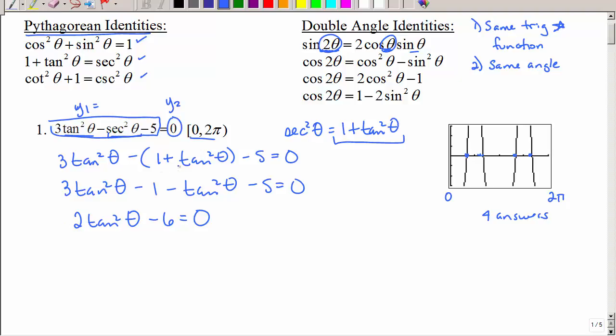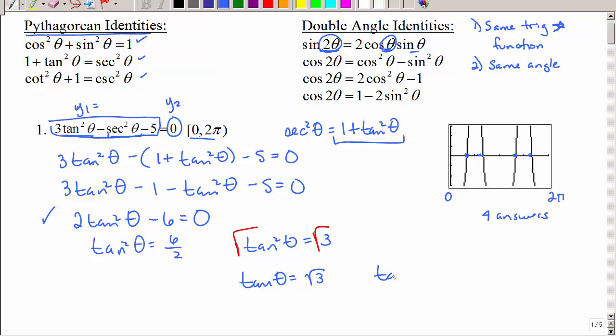Now that we've changed it to all tangents, this equation should be very similar to something we worked previously. So let's isolate this variable by adding 6 and dividing by 2. So we would get tangent squared theta equals 3. Then of course we need to take the square root of both sides. And just like before, I'm going to go ahead and write those separately.